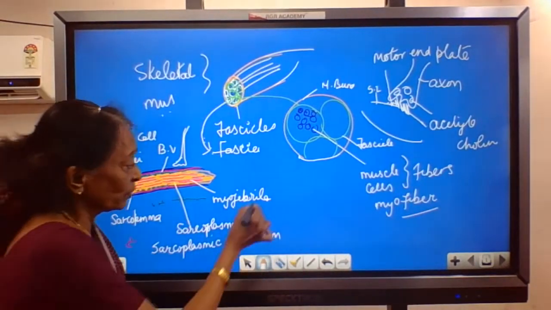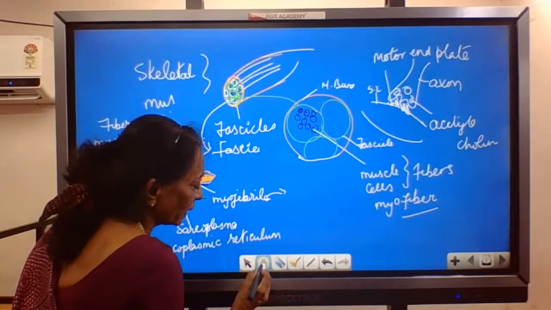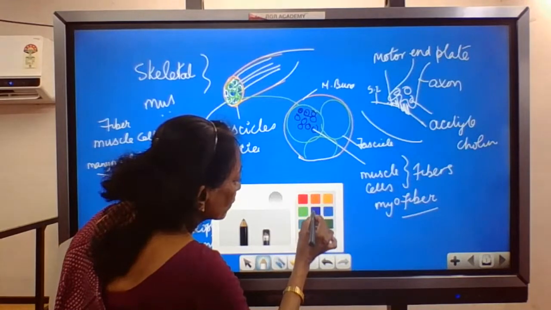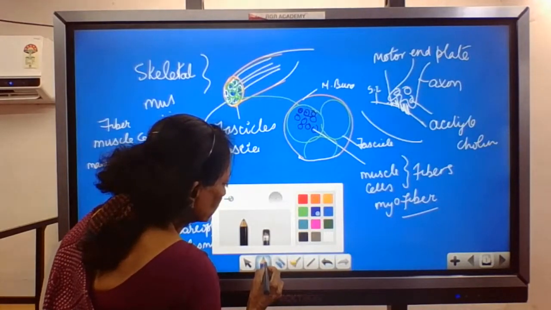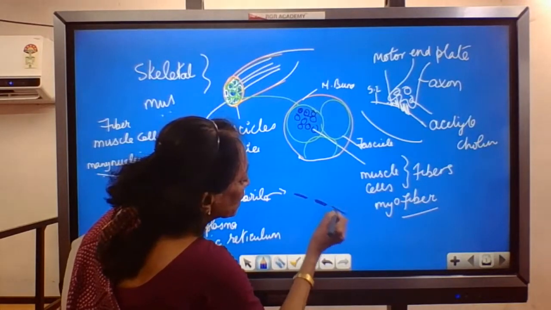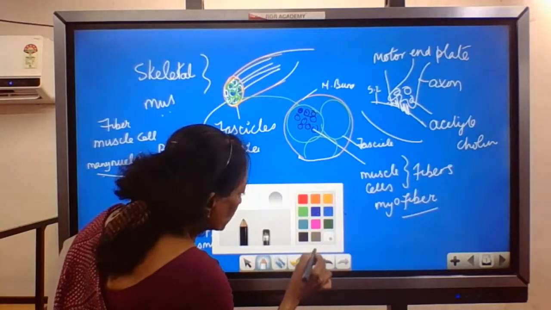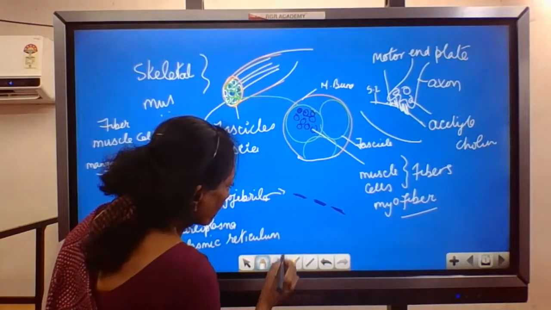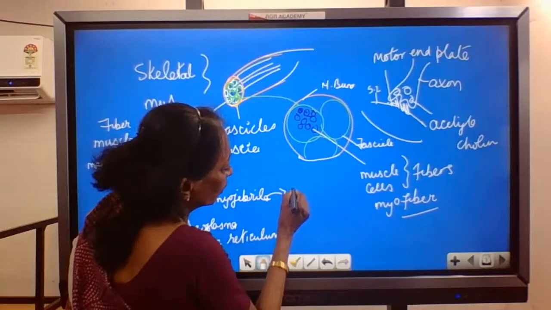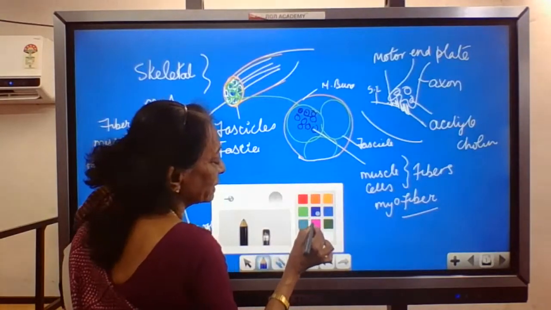Right? Now, this myofibril we take, a single fiber will show a characteristic appearance. That is, each fiber will show a thick part. A long fiber is there. Now each myofibril will show light and dark bands.